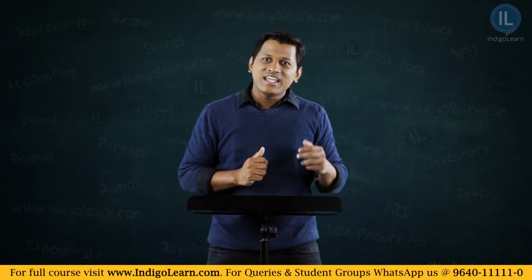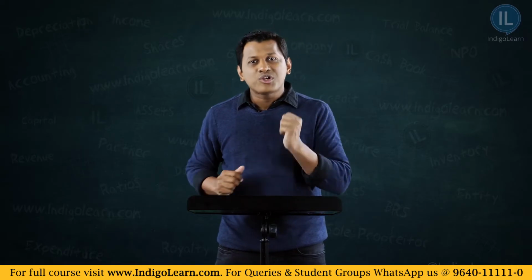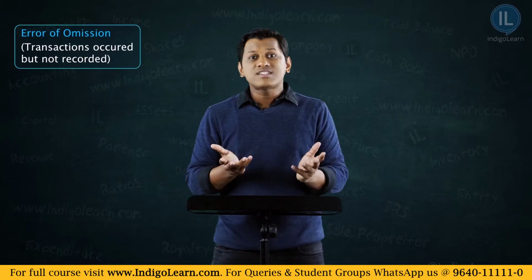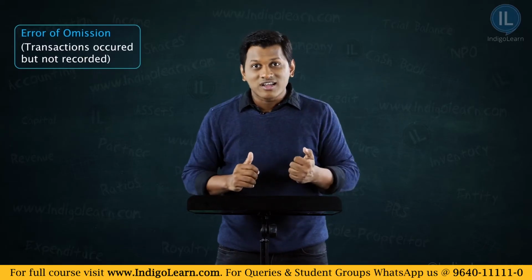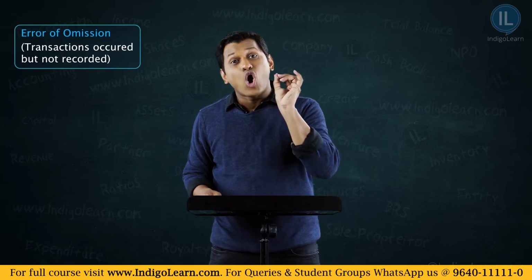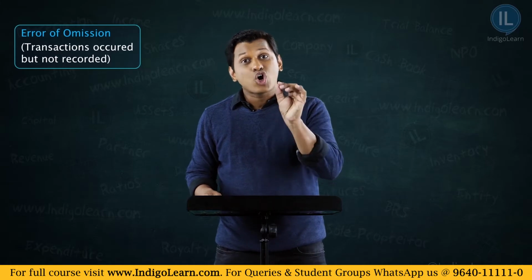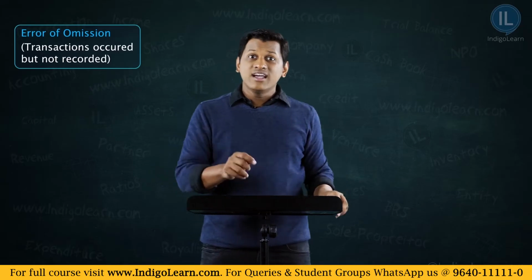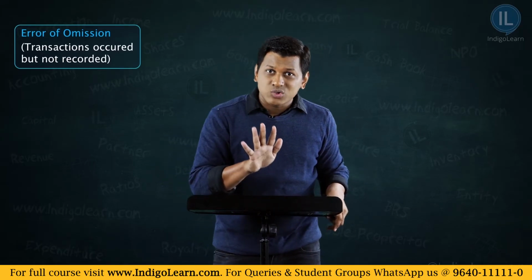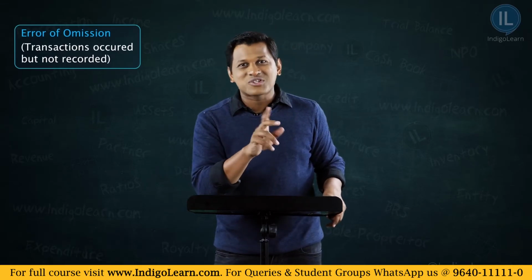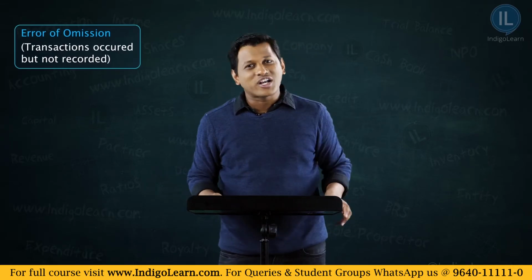Now come to the other category, clerical errors, errors of omission. Errors of omission: sales we made, we did not record. Purchases we made, we did not record. Or some amount we received but we did not record. Please understand, when I talk about errors of omission, I am referring only to transactions that occurred but were not recorded in the books.